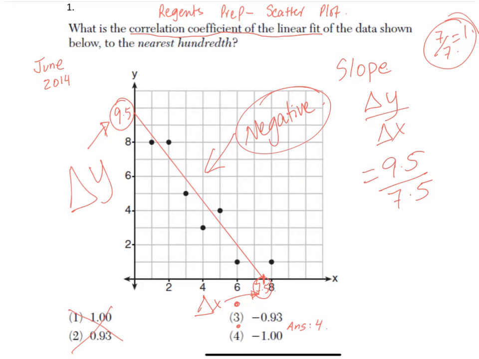So it should probably be answer choice 4, the best option. And you can also insert these values, all these coordinates that you have, in the calculator and get the exact correlation coefficient using the procedure.